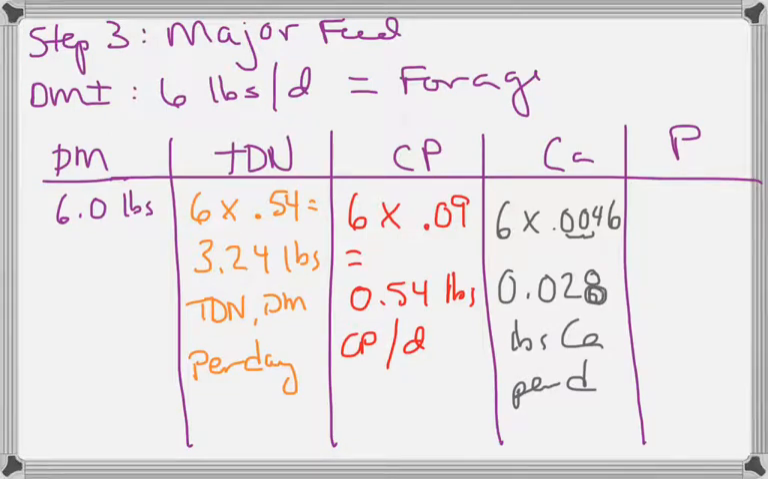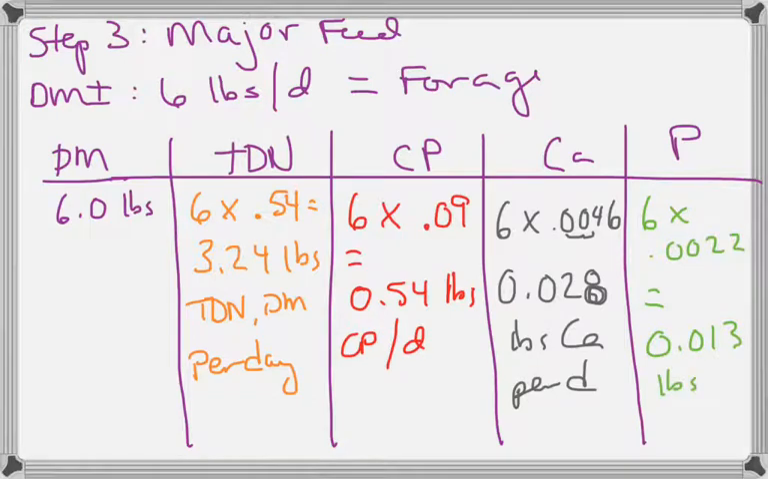And then finally we'll do the last one for phosphorus as well. And that's going to be 6 pounds of dry matter per day times the concentration of that Bahia grass, which is 0.0022. And that gives us that sheep is eating 0.013 pounds of phosphorus per day.